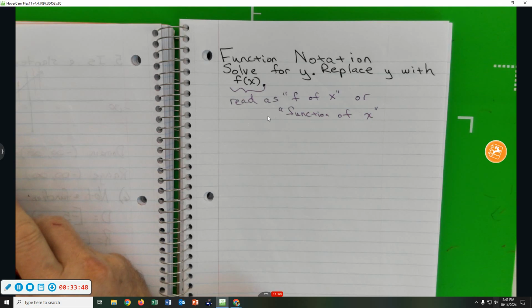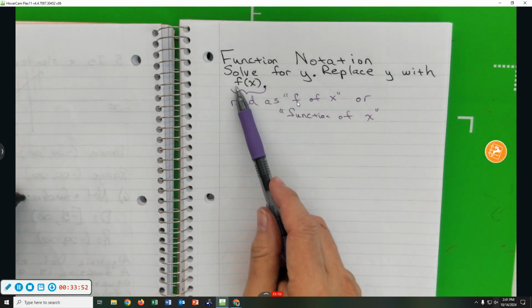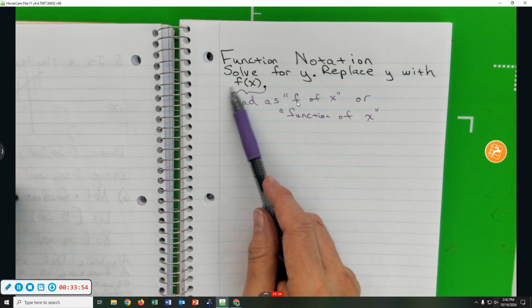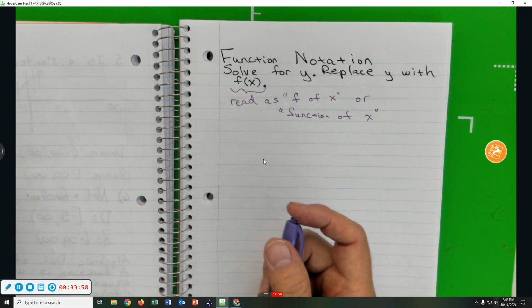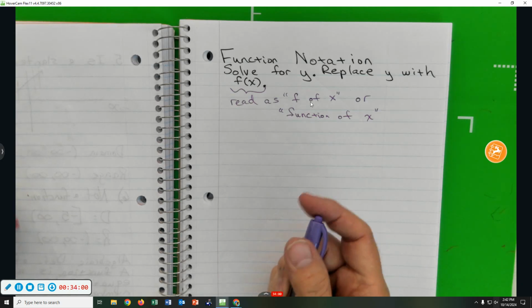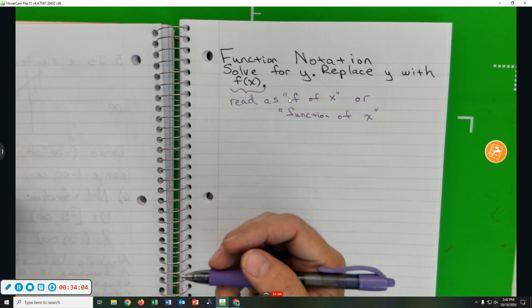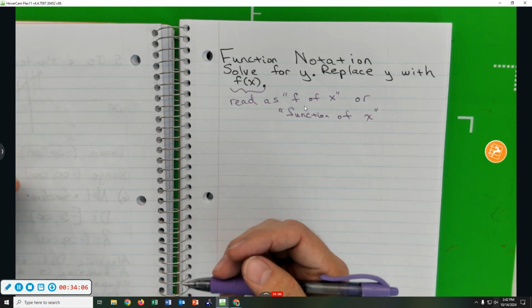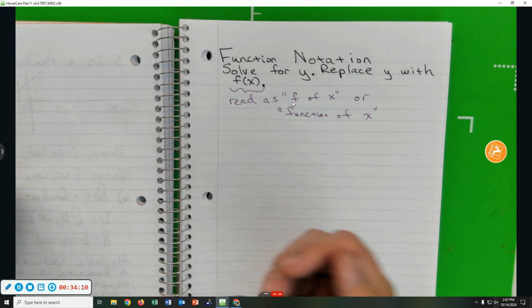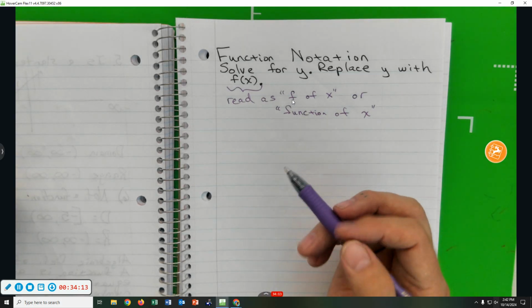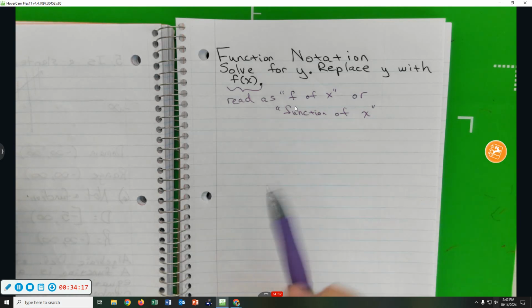And just like with variable names, you don't have to use the letter f as the function name. I use C of x for cost functions, R of x for revenue functions, P of x for profit functions, and S of t for position functions in other classes. We'll even see some position functions in here. Mainly f, g, and h are the three letters that will be used for functions a lot.